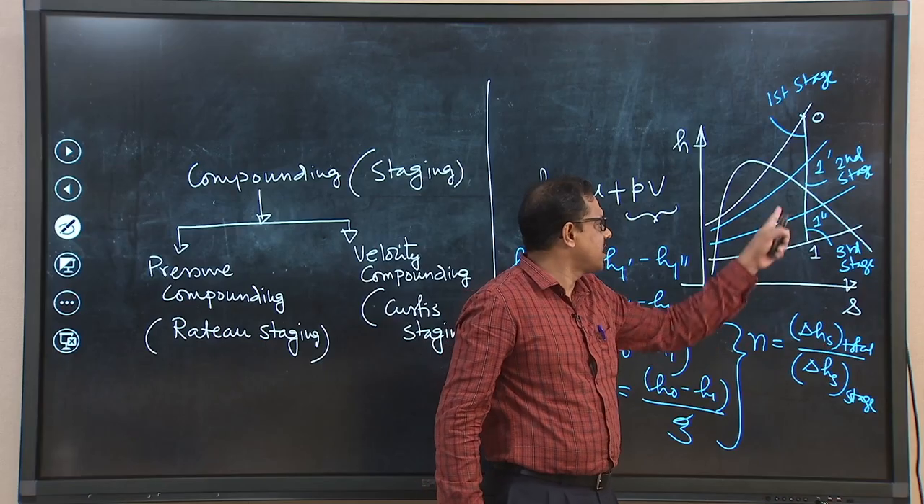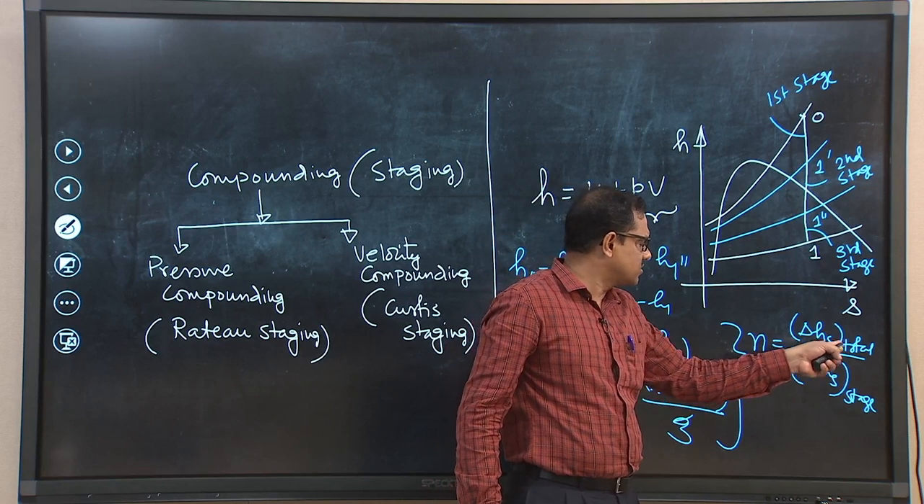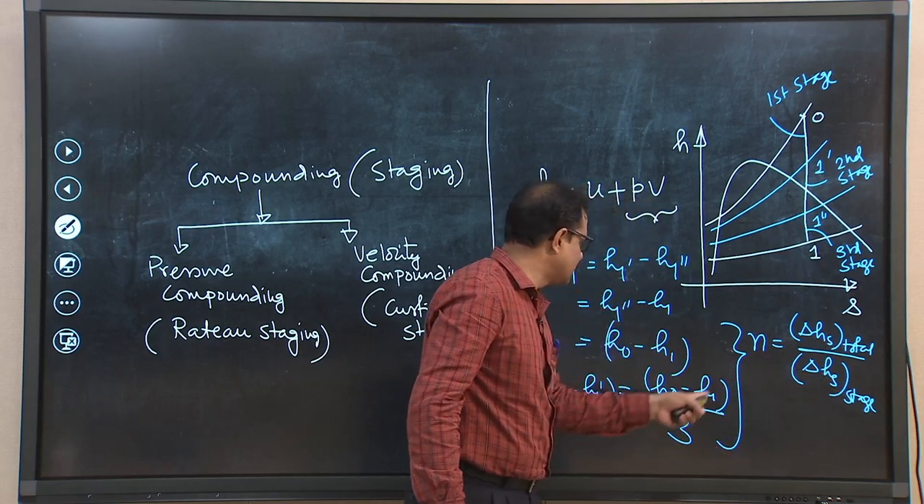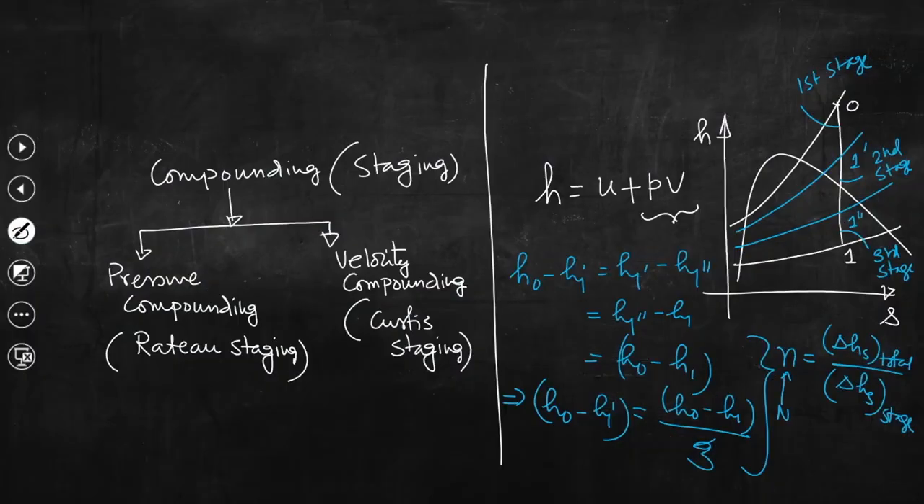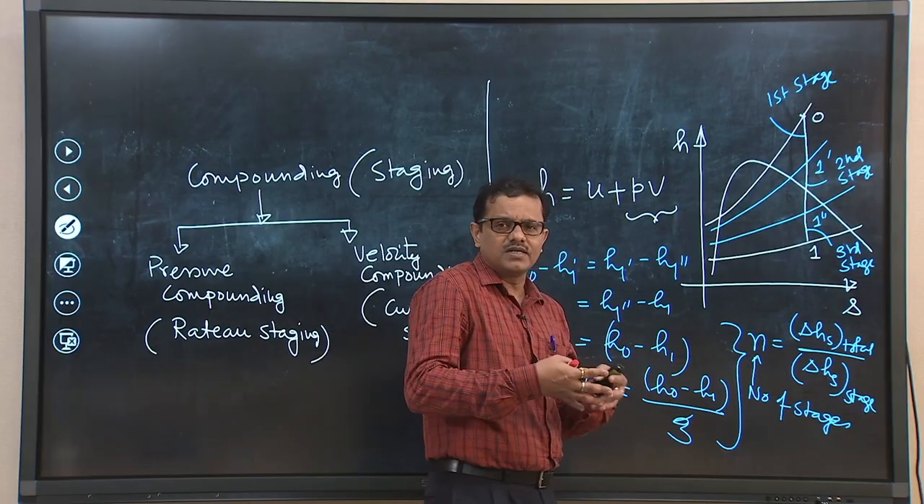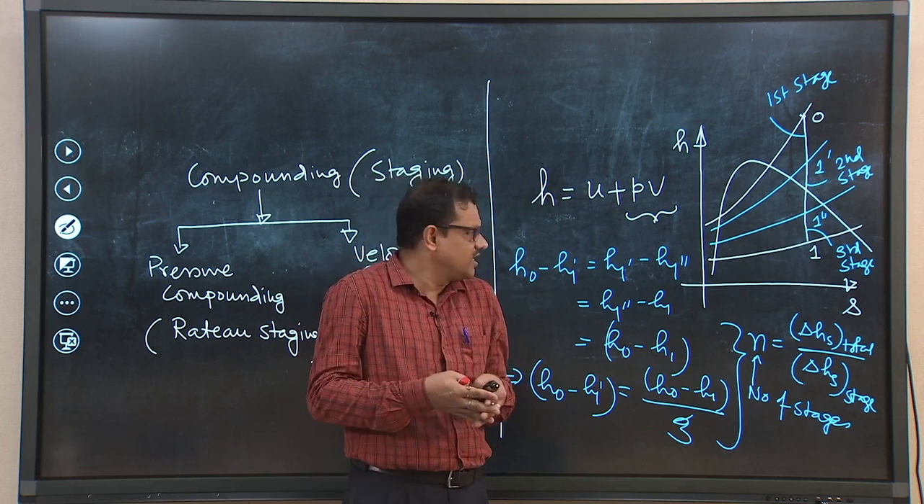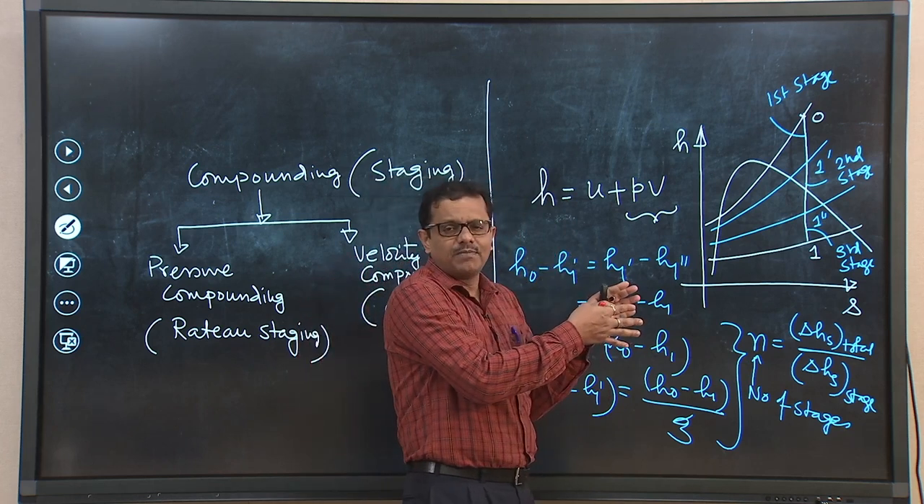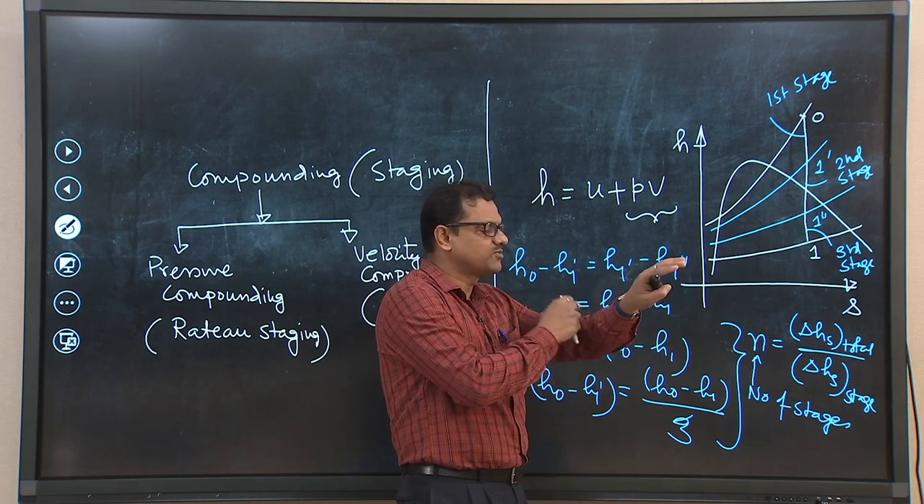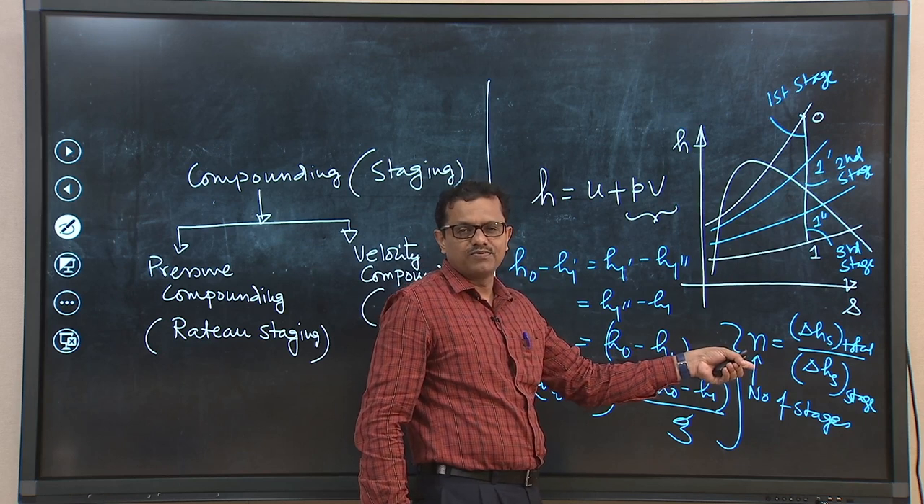Delta h suffix s, because this is the isentropic enthalpy drop. So, delta h s total divided by delta h s stage is nothing but the number of stages. So, basically you can see that it is very important that the number of stages which is needed, I mean how many stages are needed to utilize the total enthalpy drop, but at the same time eliminating all these problematic issues, can be calculated from this.